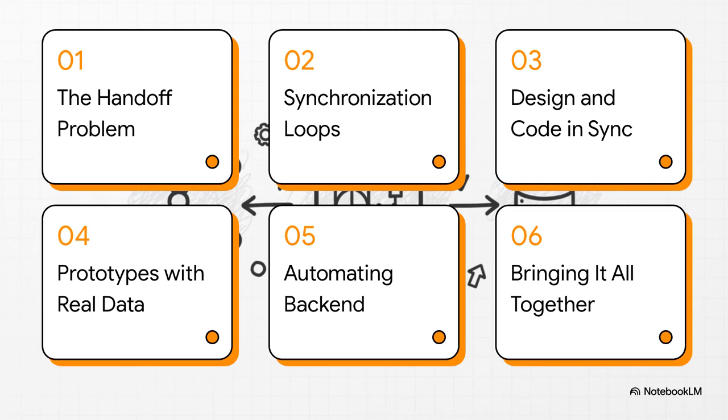So, here's the game plan for this explainer. We'll start by really digging into the handoff problem. Then, we'll introduce the solution, these three core synchronization loops. We'll break down each one: syncing design and code, connecting our prototypes to real data, and then automating our backend reliability. And then, we'll see how it all comes together in the end.